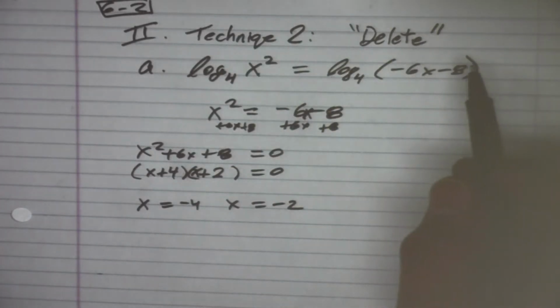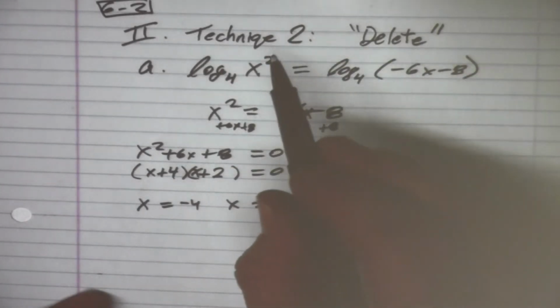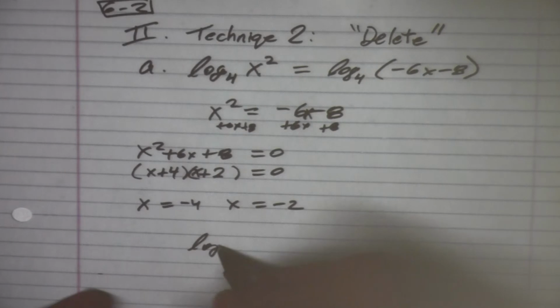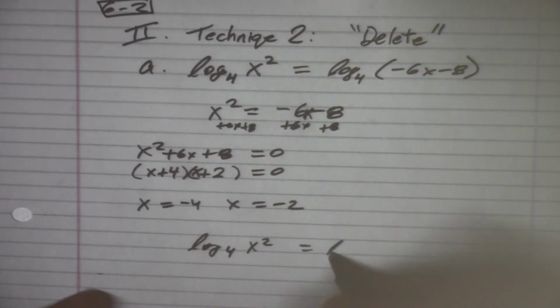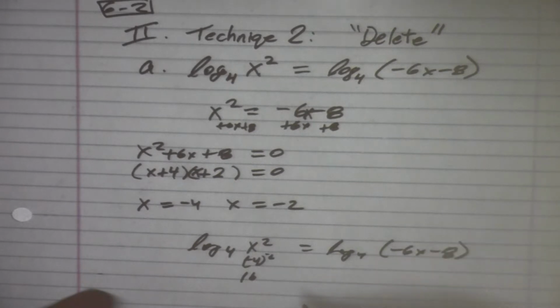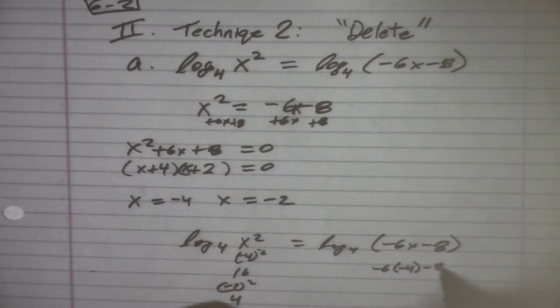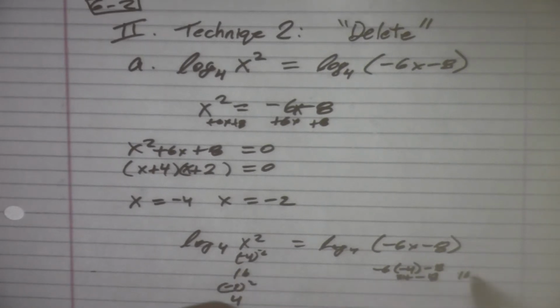need to check back up here and make sure that neither of these will give us a negative answer. So if I go back up here to log base 4 of x squared equals log base 4 of negative 6x minus 8, if I put negative 4 in here and square it, I get 16. I'm good. If I put negative 2 in here, negative 2 squared is 4. But now we need to put them over here. So negative 6 times negative 4 minus 8, that's 24 minus 8. So it looks like we're at 16, that's positive, we're good, and it's 16 and 16.